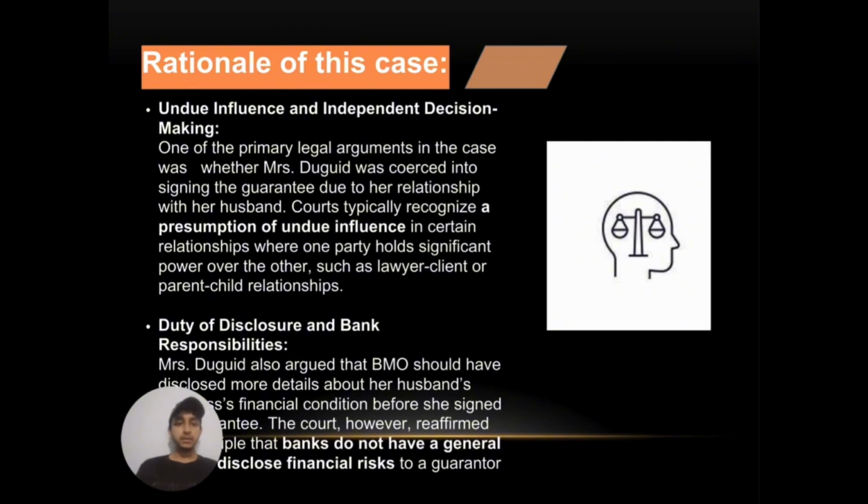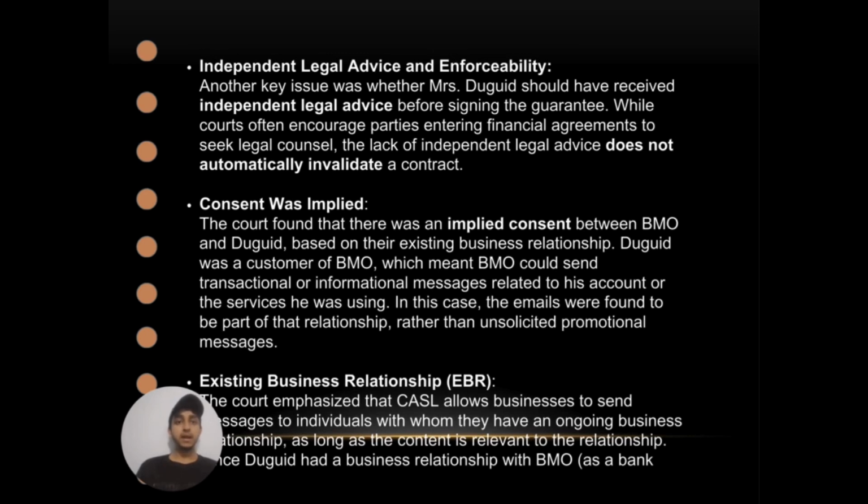Duty of disclosure and bank responsibilities. Mrs. Duguid also argued that BMO should have disclosed more details about her husband's business financial conditions before she signed the guarantee. The court, however, reaffirmed the principle that banks do not have a general duty to disclose financial risk to a guarantor.